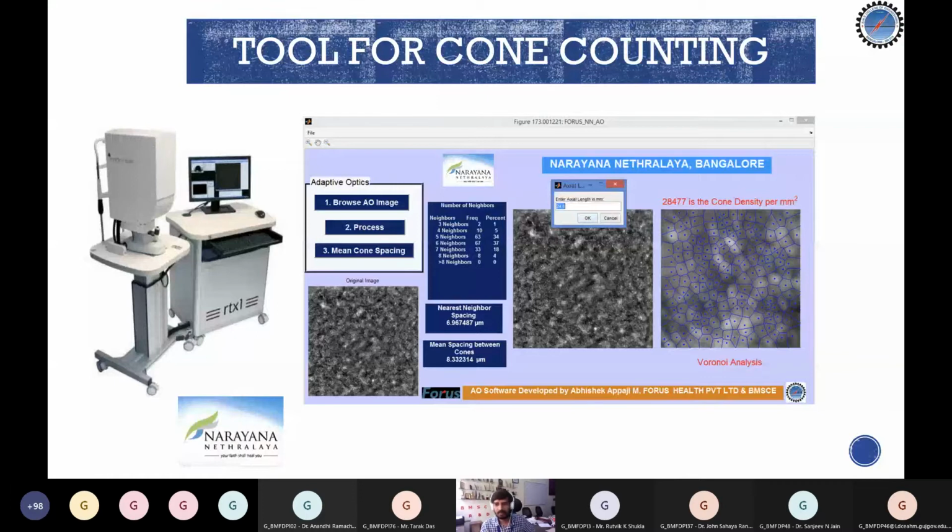So what we did was we took cone density, and we did Voronoi analysis. Everything was built in MATLAB, where we did Voronoi analysis to find out what the neighbors are and who their neighbors are.